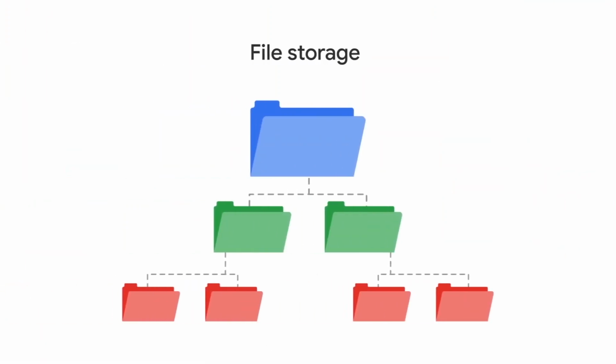Now, data storage in a cloud computing infrastructure can occur in three main ways: file, object, or block. File storage keeps data in one place and organizes it in a simple, easy-to-understand way through a hierarchy of files and folders.